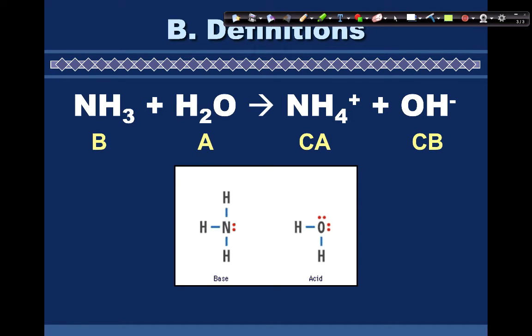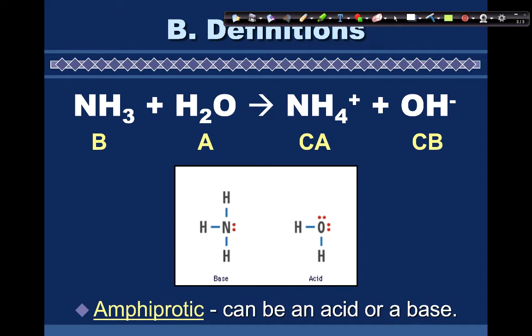And if you notice, we use water in both of the reactions. Water is amphiprotic, which means it can be a Bronsted-Lowry acid or a base because it can donate an H. It can also accept an H. It just depends on what it's interacting with.